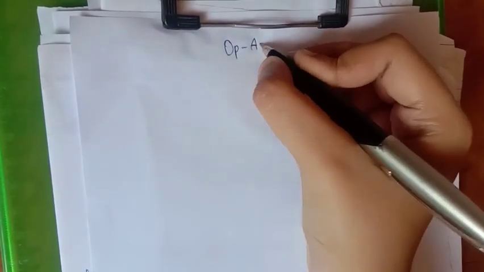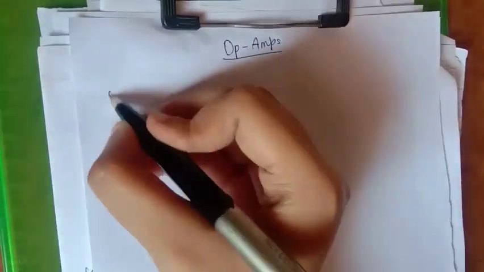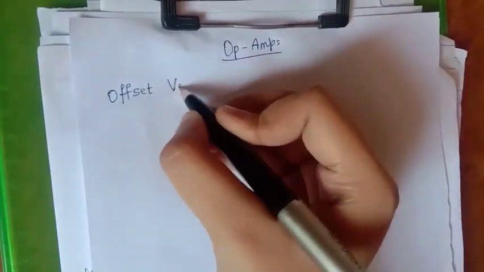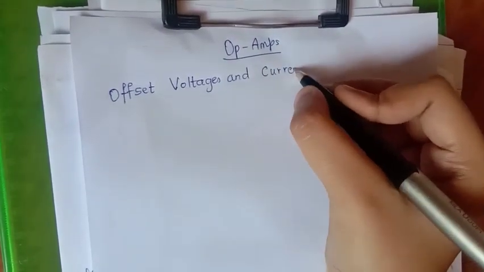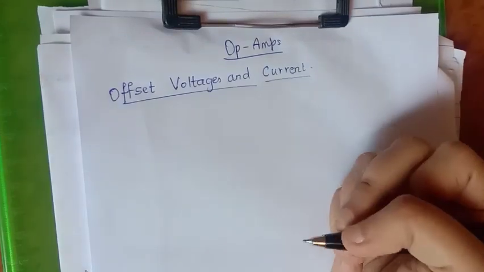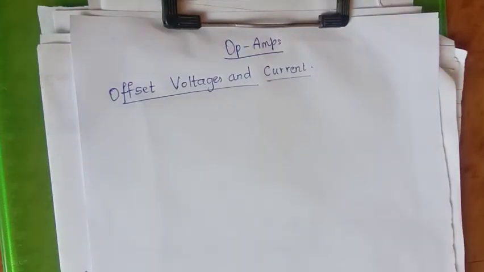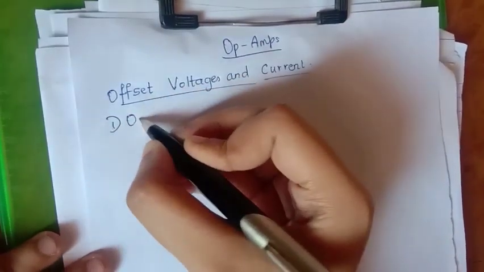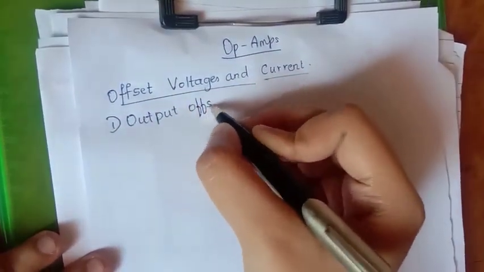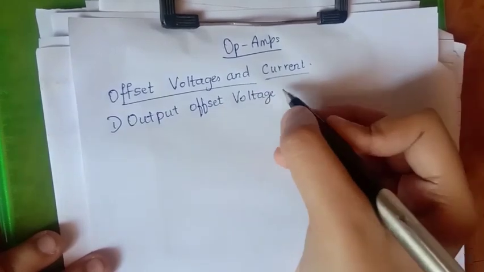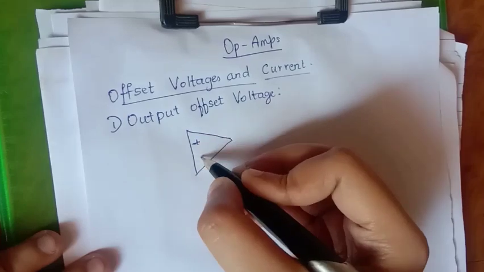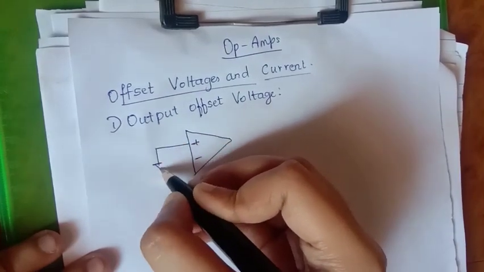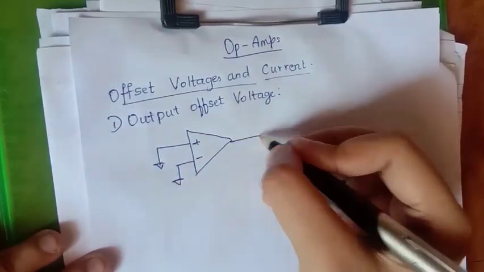Today in this video I am going to tell you about the offset voltage and current of op-amps, the operational amplifier. First I am going to tell you about the output offset voltage, that is the voltage present at the output without any input being applied.